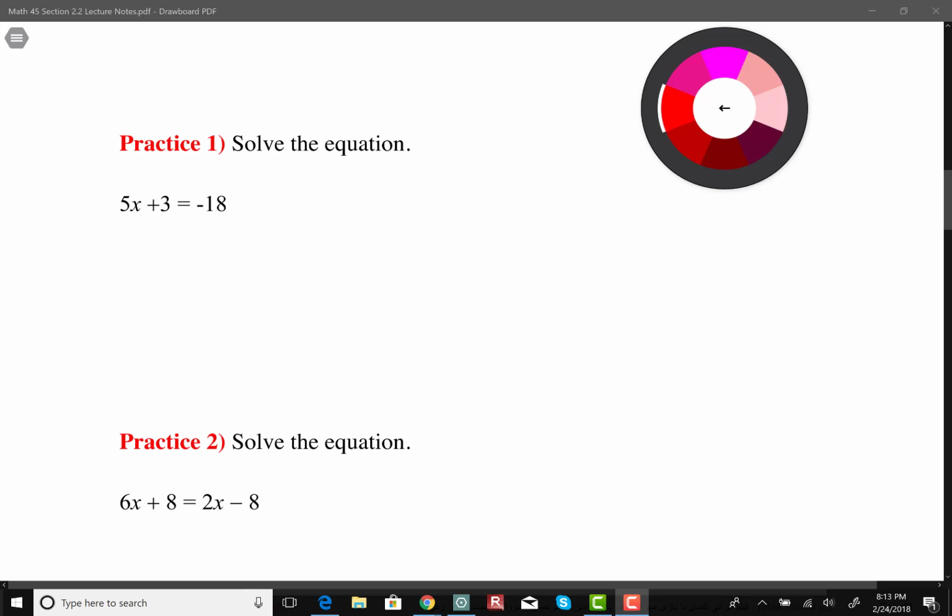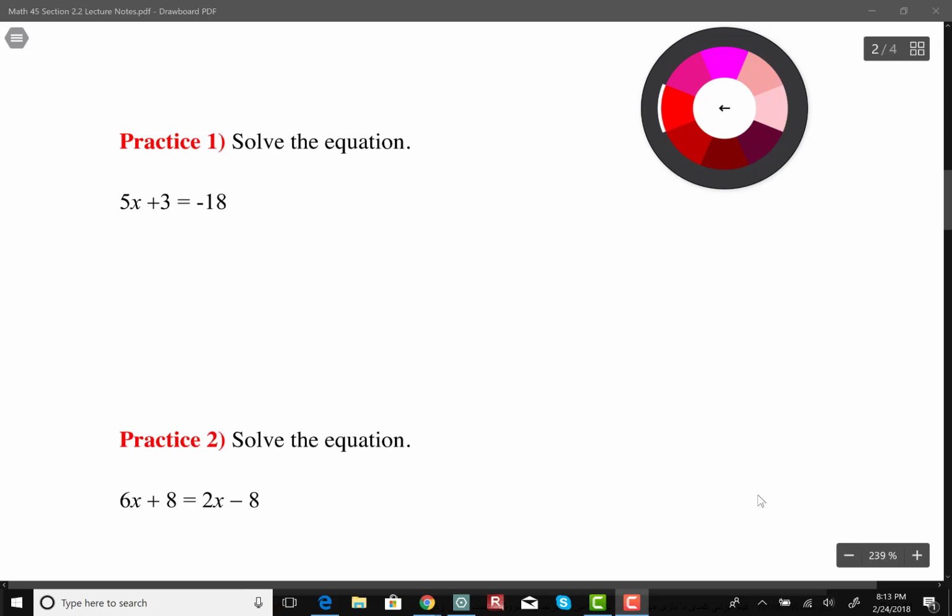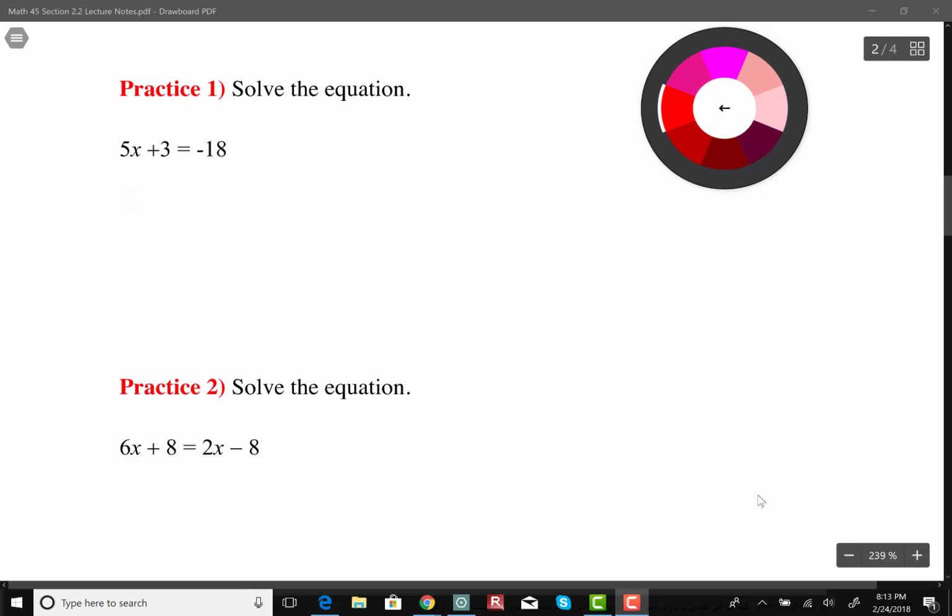Hello, welcome back, and I hope you didn't have any problem submitting your practice 1 and 2 for this section. I'm going to quickly go over it to make sure, in case you have any questions about that. They're very similar to practice 1 and 2.